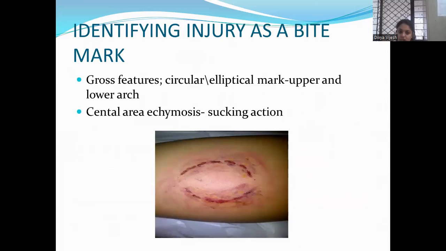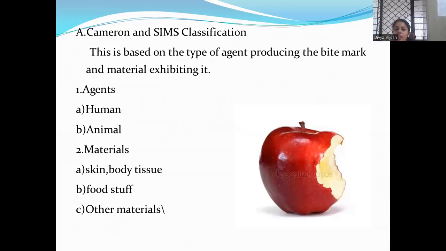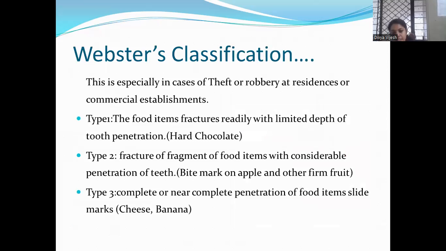Identifying an injury as a bite mark. So what are we going to do in a bite mark? What are the gross features, whether it is a circular or elliptical mark, upper and lower arch, then central area, ecchymosis, sucking action. And according to the Cameron and Sims classification, this is based on the type of agent producing the bite mark. So based on the agents, we are classifying the bite marks into human, animal, and based on materials, skin or body tissue, foodstuff or other materials.